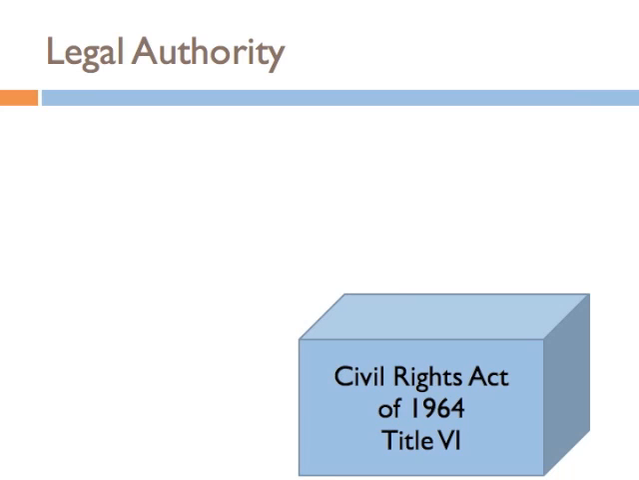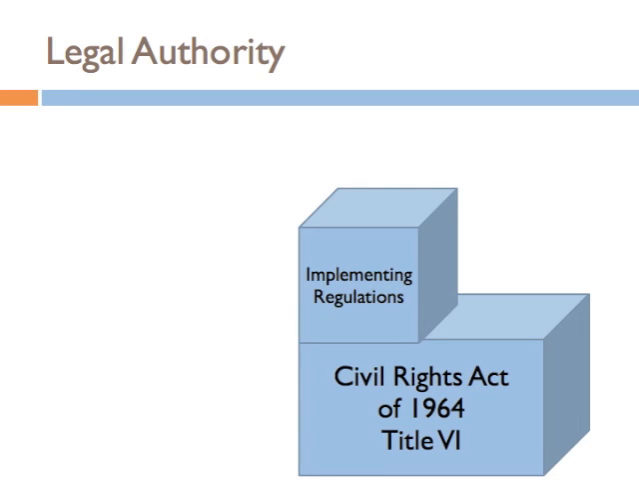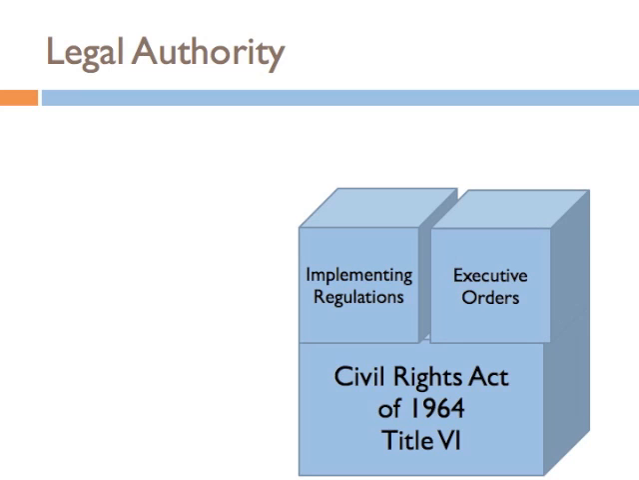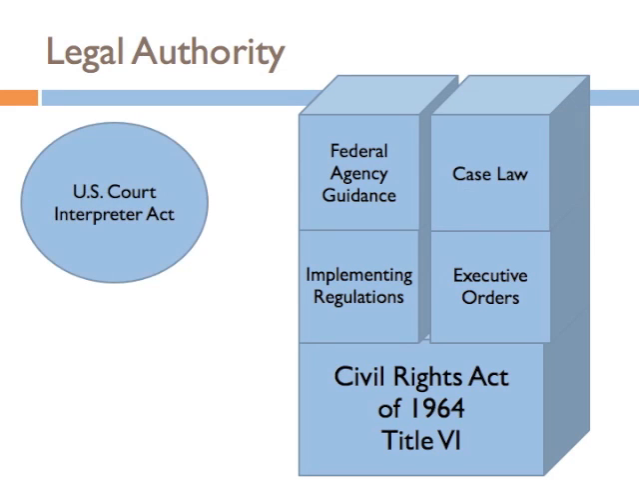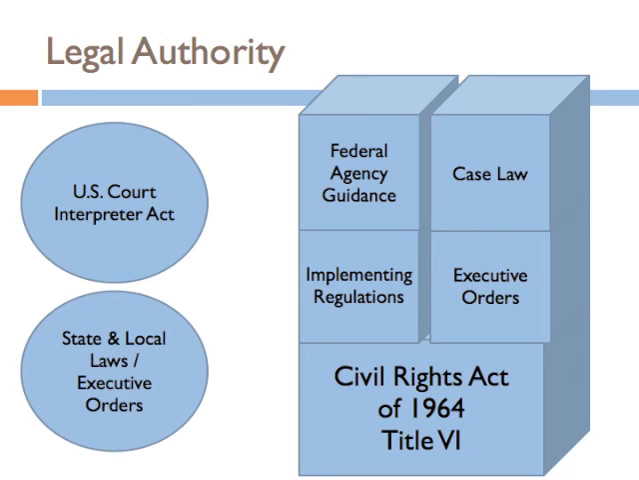The basic building blocks of language access rights, that is, the legal authority that governs language access work and the obligation of federal financial recipients to provide meaningful access to their programs and services for LEP persons, are Title VI of the Civil Rights Act of 1964, its implementing regulations, Executive Orders 12250 and 13166, Federal Agency LEP Guidance Documents, and relevant case law. In addition, other relevant laws may be applicable, depending on the court or jurisdiction, such as the U.S. Court Interpreter Act, which governs the use of interpreters in federal court. The following slides go into each of these building blocks in more detail.